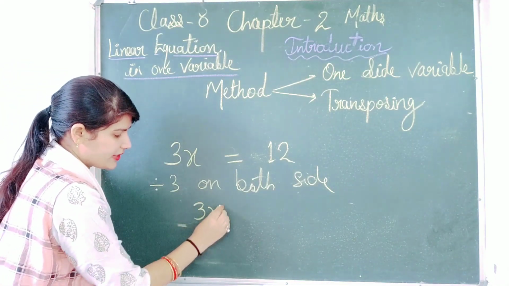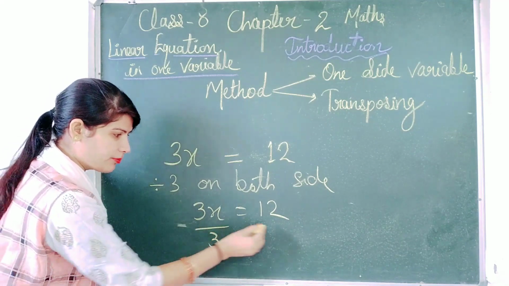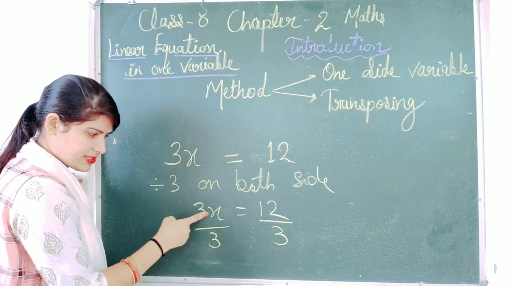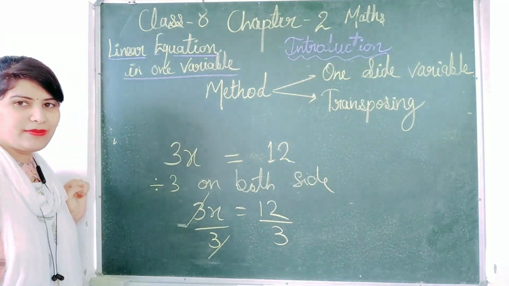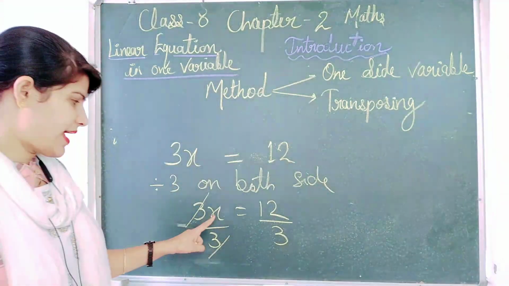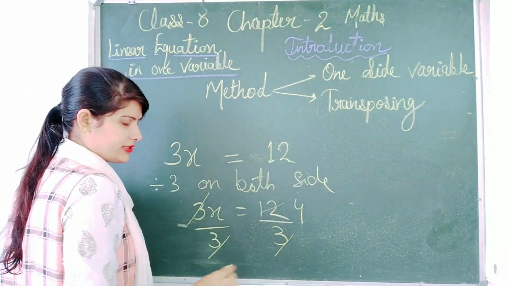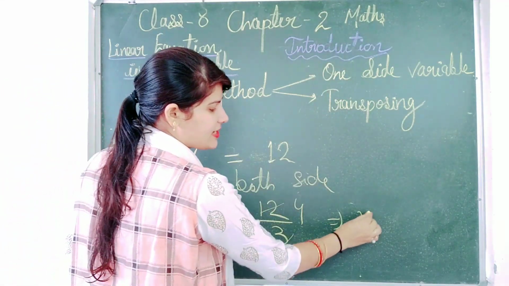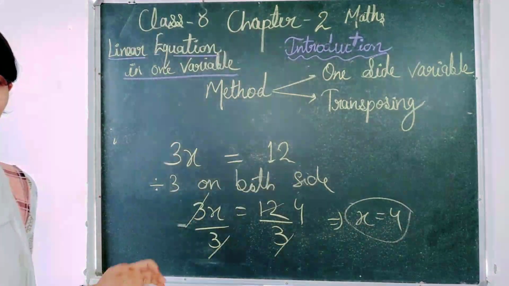First write our question. Divide 3 on both sides because we have to cancel out this digit, since only the variable should be left here. So x is equal to 12 divided by 3, which is 4. That means our answer is x equal to 4. So this is our answer.